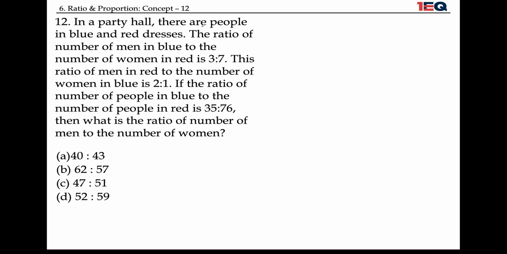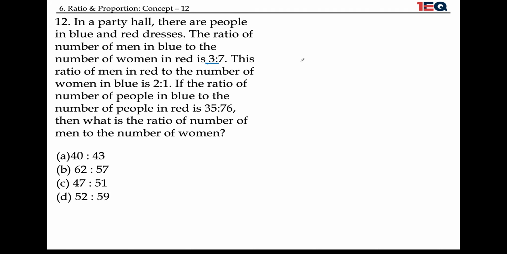In a party hall, there are people in blue and red dresses. The ratio of the number of men in blue dress to the number of women in red dress is 3 is to 7. This ratio of men in red to the number of women in blue is 2 is to 1. If the ratio of the number of people in blue to the number of people in red is 35 is to 76, then what is the ratio of the number of men to the number of women?